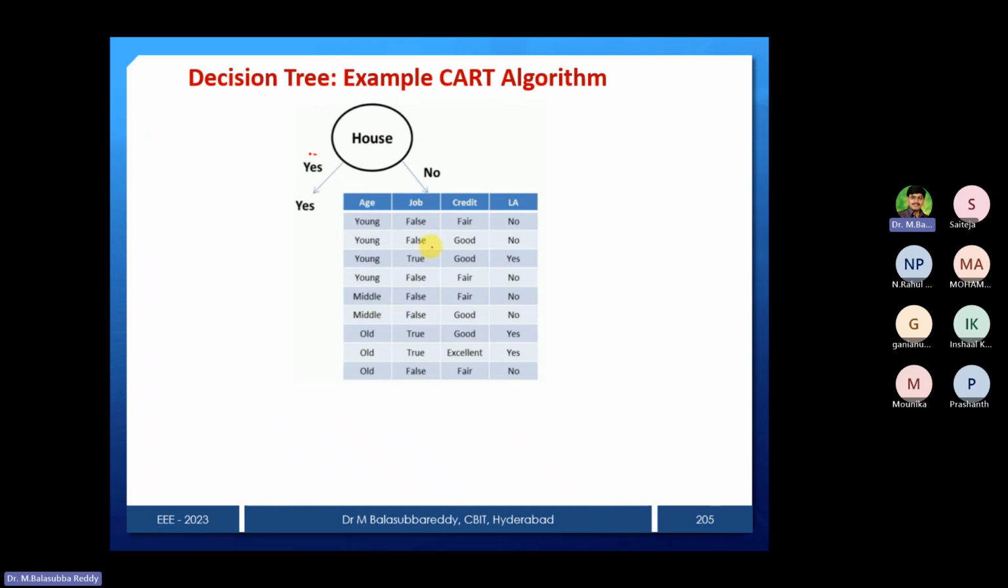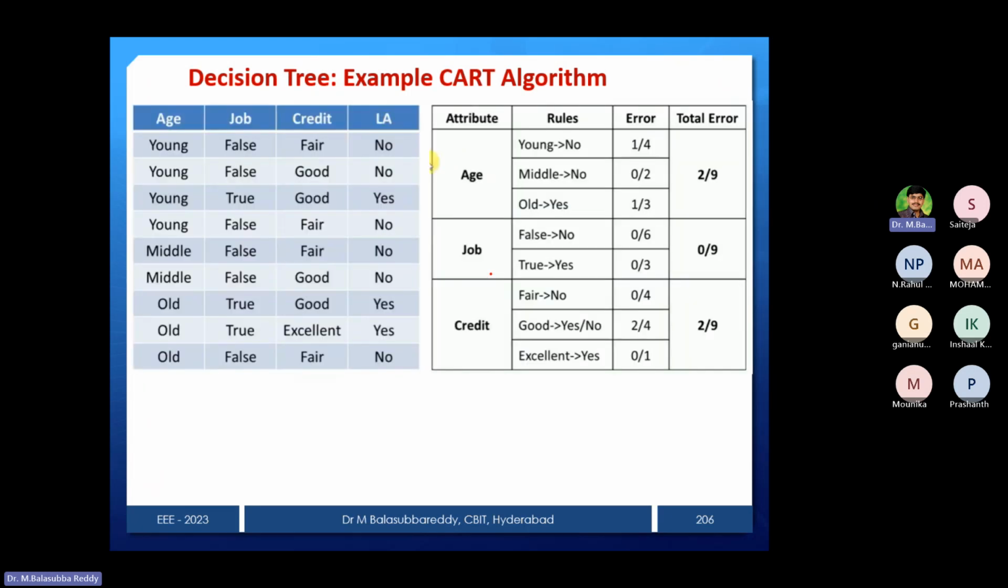Now house yes will become a leaf node. The rest of the portion you take as a problem. Now again, instead of the previous 4 attributes problem, it will become a 3 attributes problem. Again repeat this. Now you take age as one attribute, job, credit. Again you calculate the errors, and in that one will be picked again. You can see now it is a fresh problem like that.